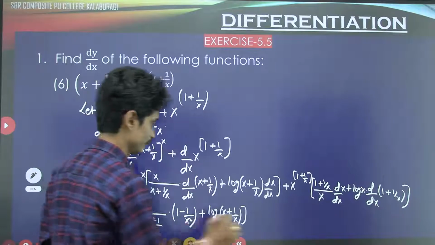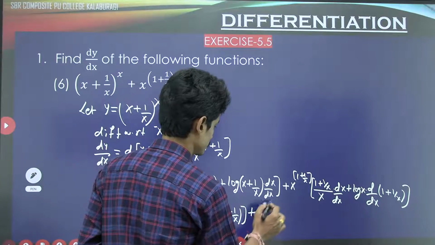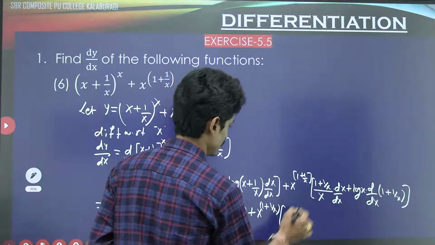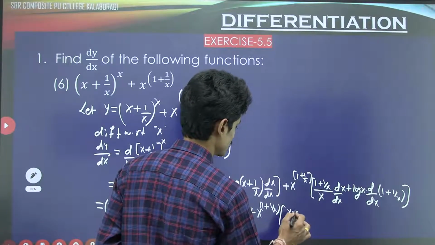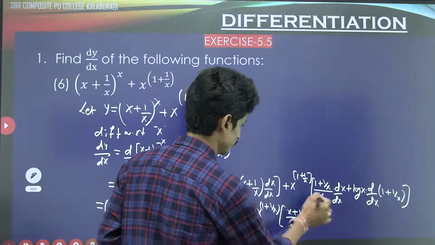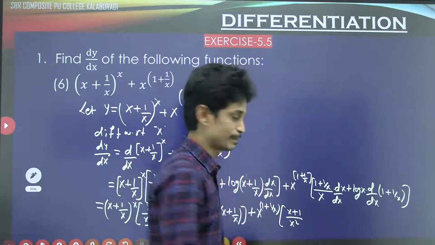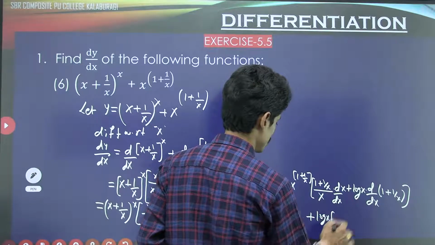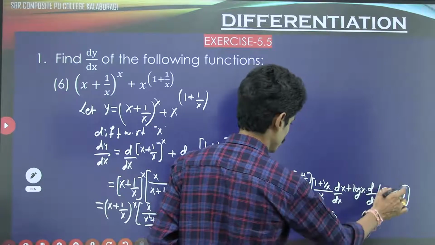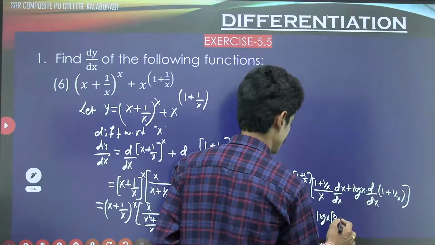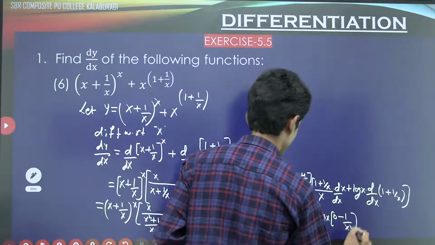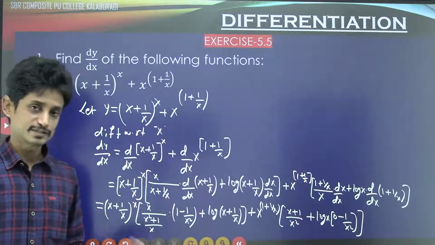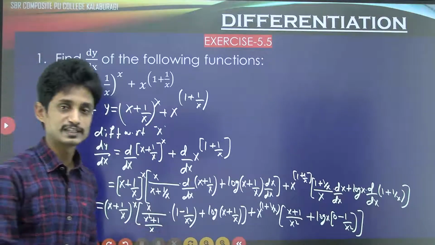Close this bracket at first, and secondly x power 1 plus 1 upon x, write it as it is, and taking an LCM, x into 1 is x plus 1 divided by x square we will get, and derivative of x will be 1, and plus this log x write as it is, inside the bracket derivative of 1 is 0 because of constant, and derivative of 1 by x will be minus 1 by x square. I have approached one main step. Next, some basic simplification, and we have to finalize our answer.